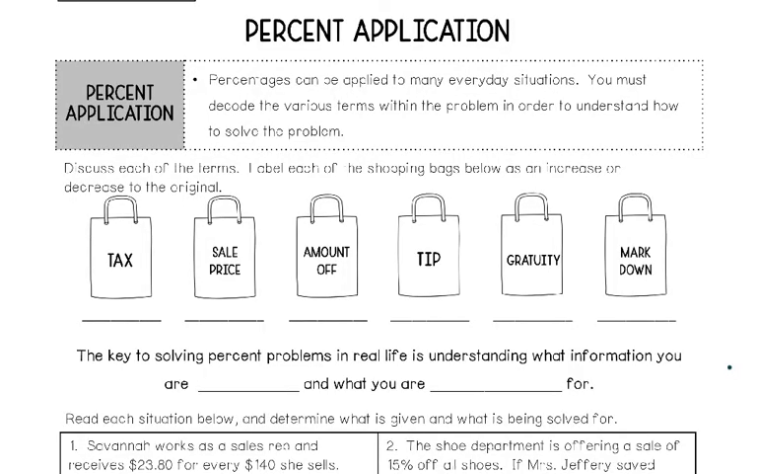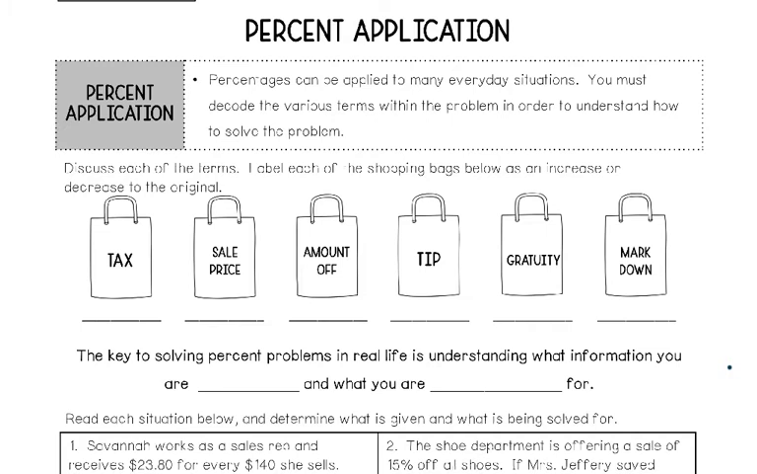So percentages can be applied to many everyday situations, but the important thing we have to do is to decode the terms that we use in real life within those problems and to understand how to solve it. So for example, these are some real life words you might see at the store or on a receipt. It says tax, sales price, amount off, tip, gratuity, and markdown.